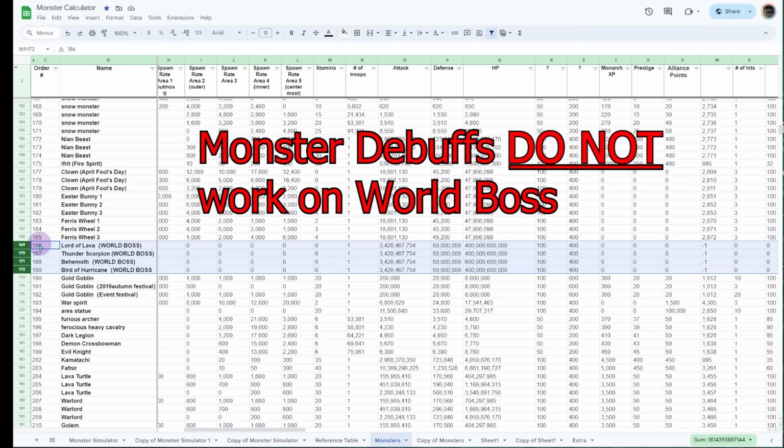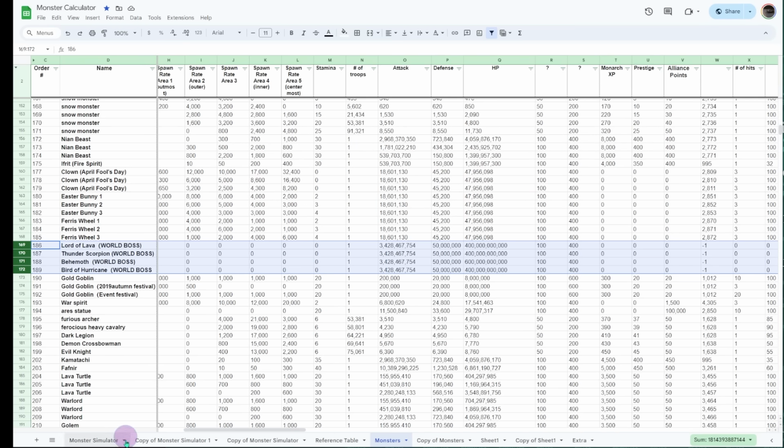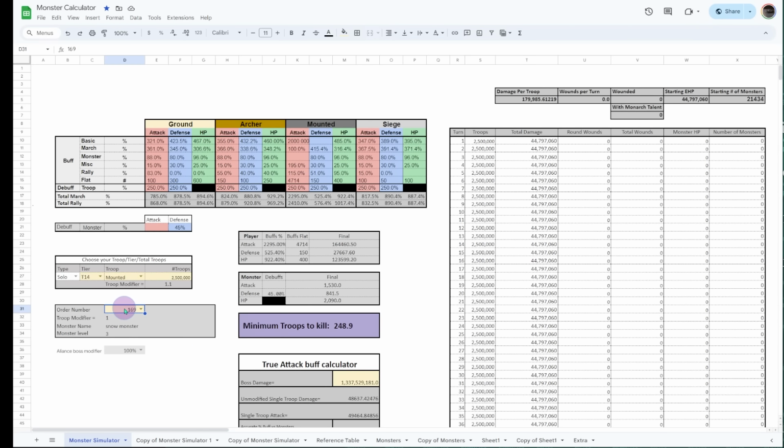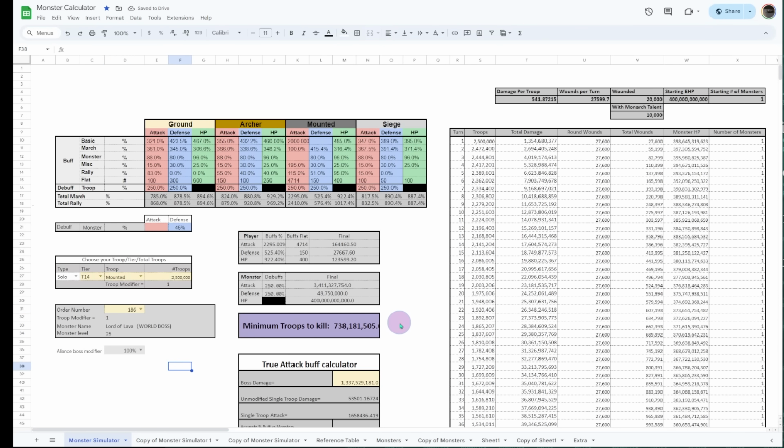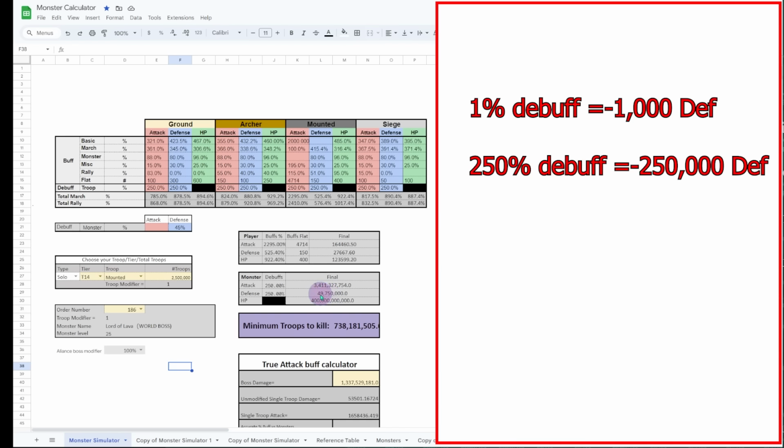And if we take one of them, we'll look at Lord of Lava. That's 186 right here. So let's go over here and put 186. What's actually going on with Lord of Lava is that it's going to get reduced by the defense. See how it's 250%? It's only reducing it from 50 million to 49,750,000. So it's already reducing it by 250,000 if you have the full debuff on it.